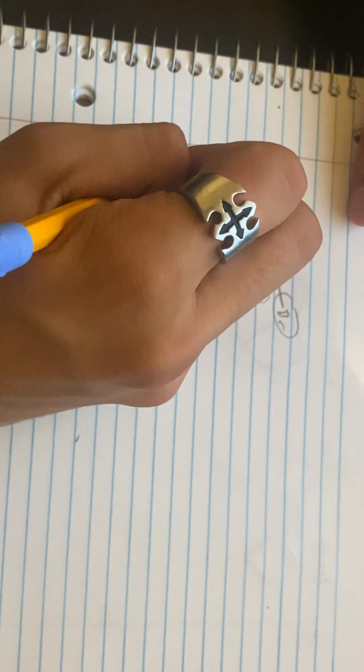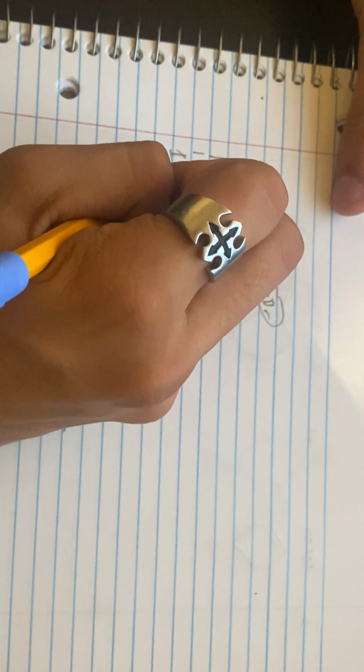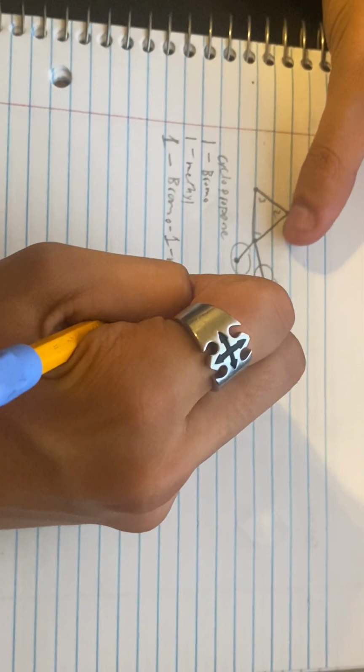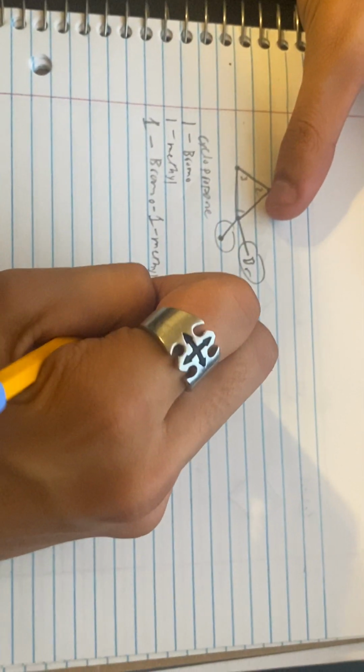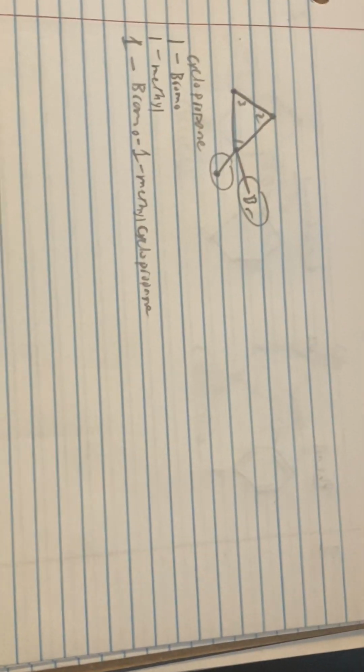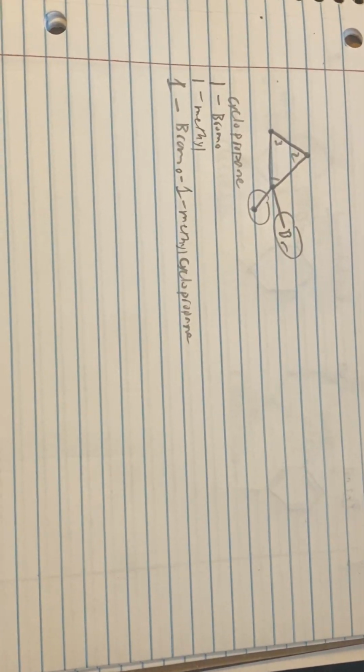So if we were to put all this together, that is 1-bromo-1-methylcyclopropane. And those are all 4 constitutional isomers for number 2.